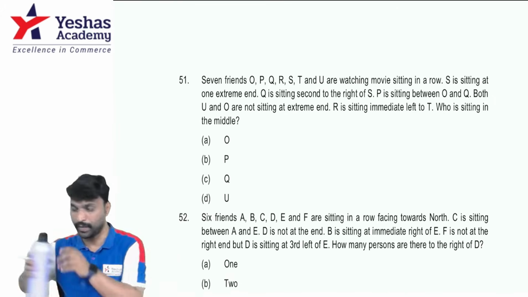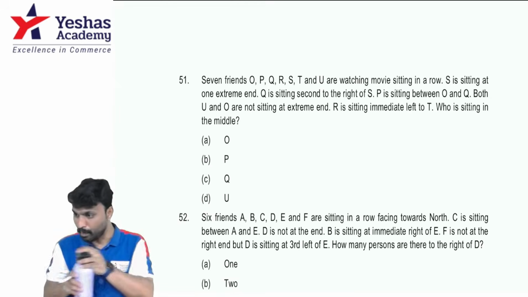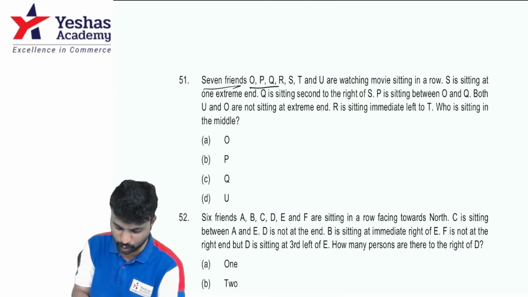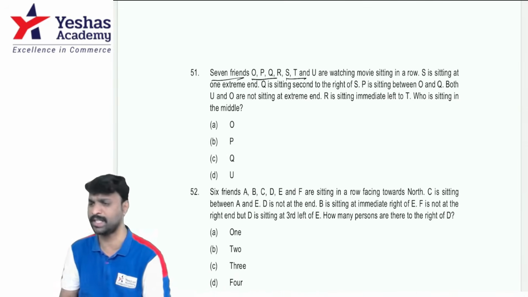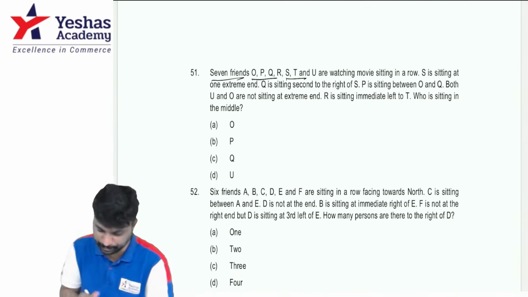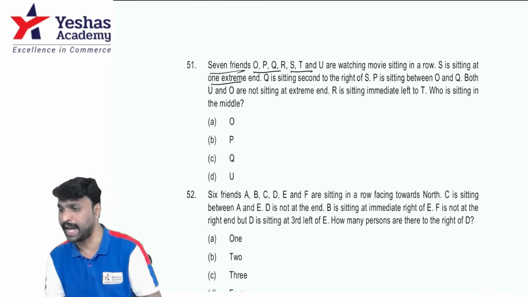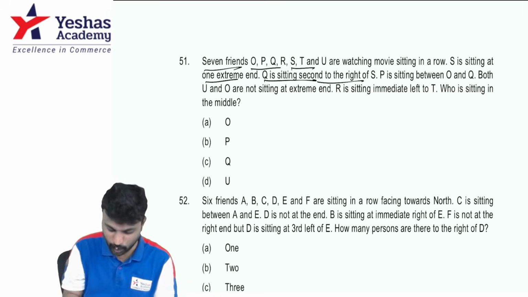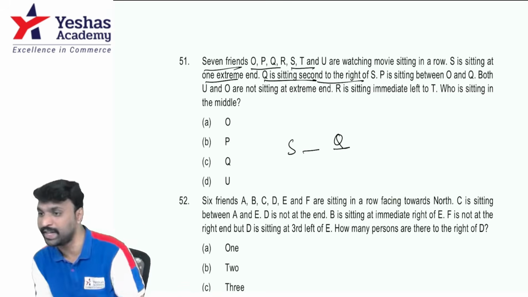Look at the 51st question. Seven friends O, P, Q, R, S, T, U are watching a movie sitting in a row. They haven't specified a direction, so obviously not facing. S is sitting at one of the extreme ends, so we don't know which end actually. Q is sitting second right of S. Q is sitting second right of S, so Q is here. They have said S is definitely at one of the extremes.